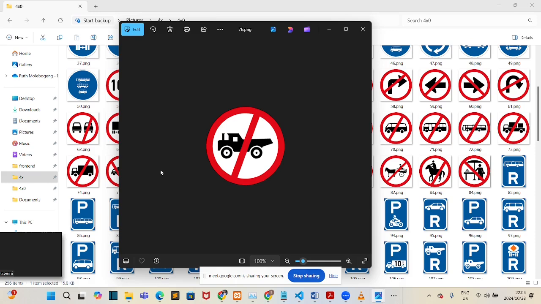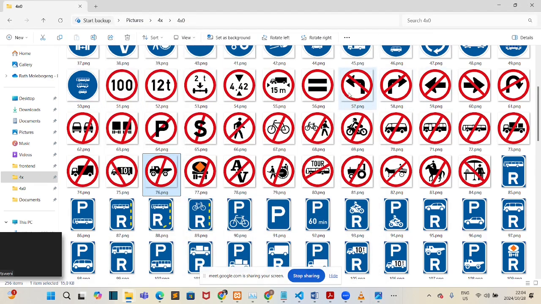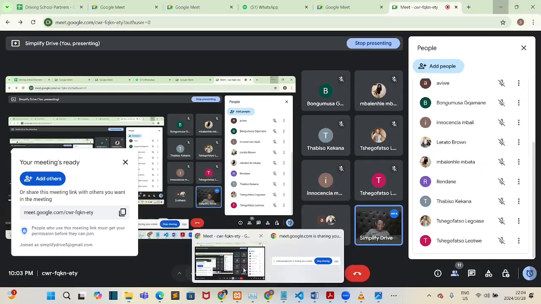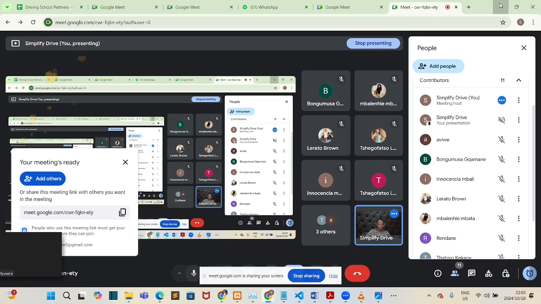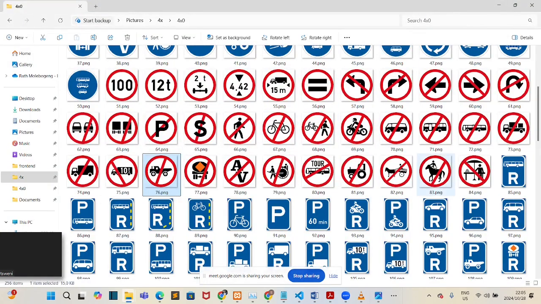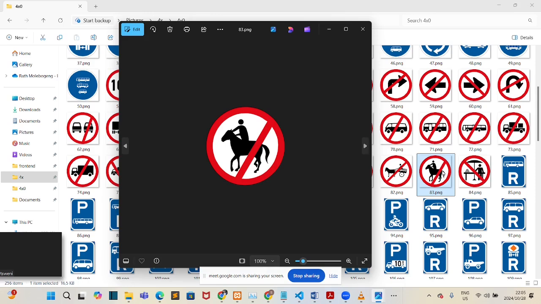I'm not sure. So that's a symbol of construction vehicles, and it's a prohibition sign. It's prohibiting that. Next, let's see if I'm going to give this one to the newbie. Innocentia, this one. Given that prohibition sign, what does this road sign prohibit? A. Rickshaws, B. Animal drawn vehicles. C. Horses and riders. C. So this prohibits horses and riders.